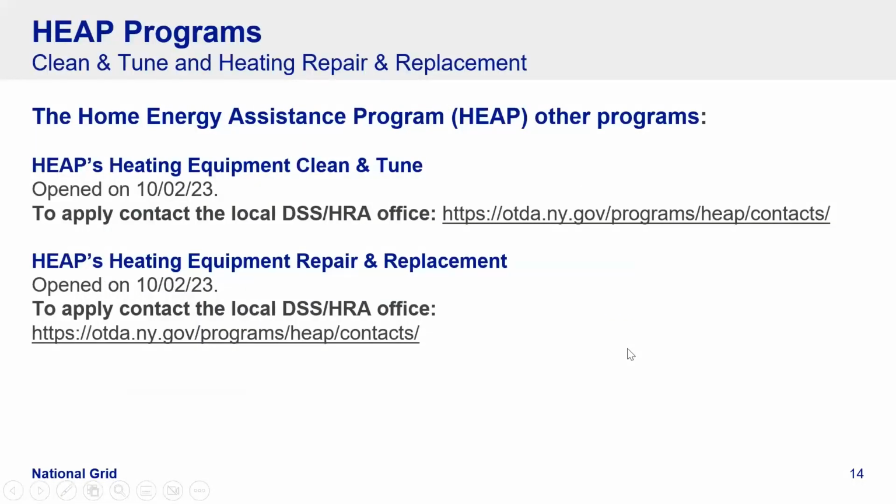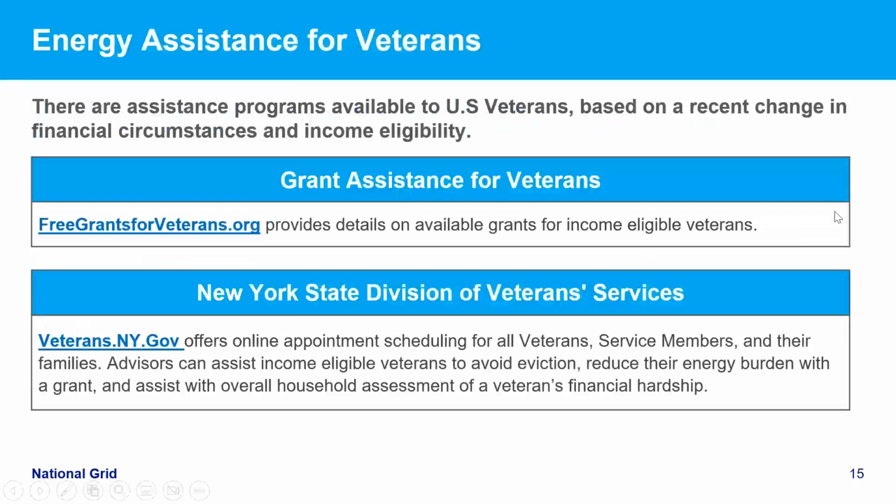There are two other programs. There's actually three. I don't think there's one included in here through HEAP. If people are having trouble with their furnace or need it cleaned and tuned, you can also go through DSS for that. Again, it's income eligible. And there's also an air conditioning benefit in the summer that goes through HEAP. If people need air conditioners, they can go through HEAP to apply for assistance with that as well. Here's some more information. If you're working with veterans, they have a little bit more grant assistance through these programs.